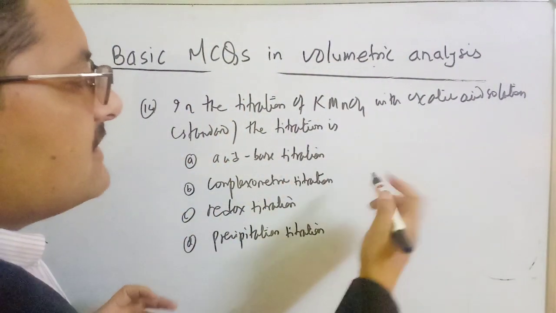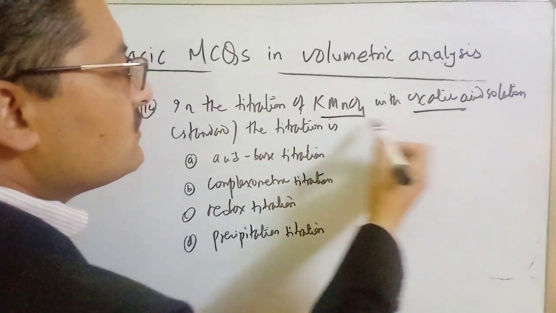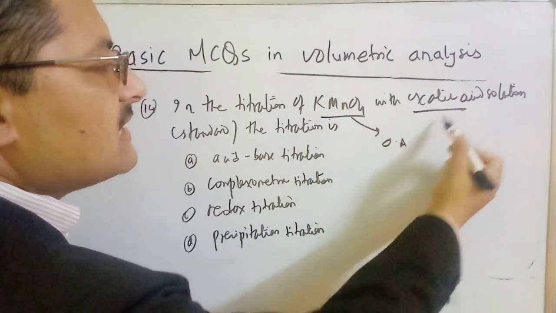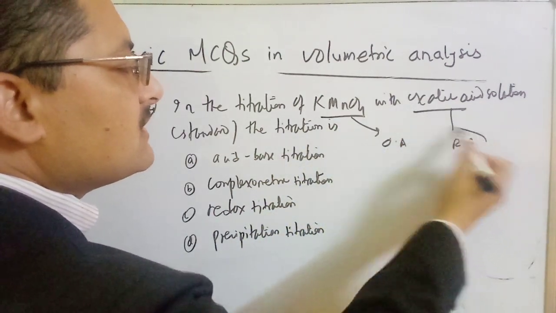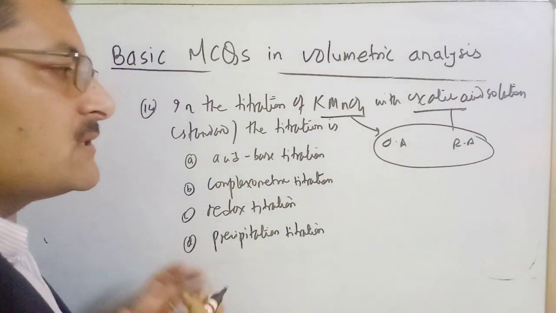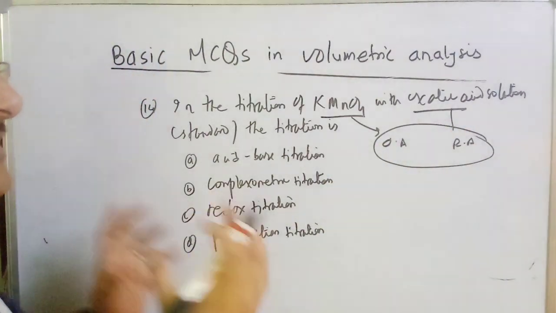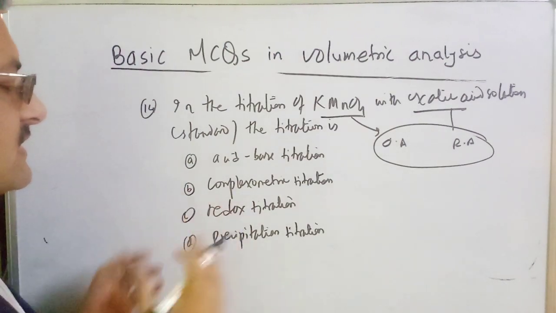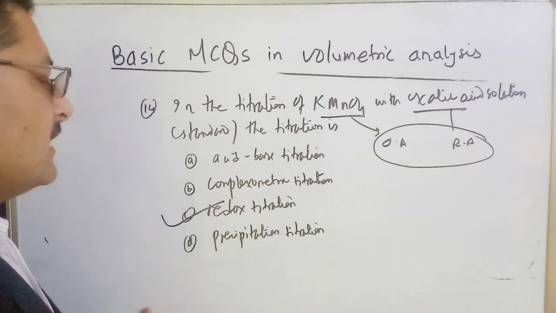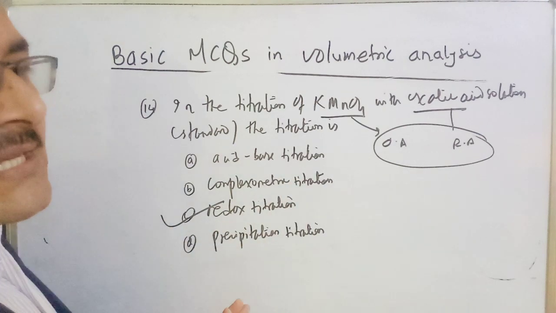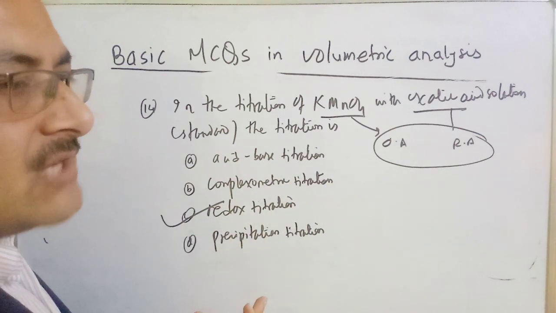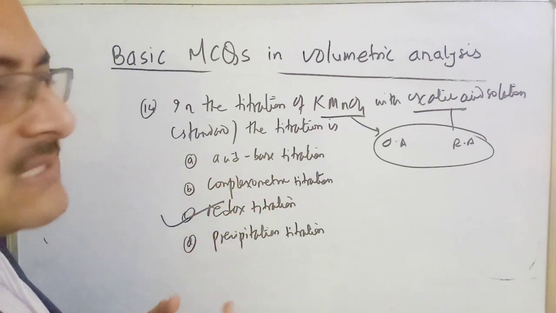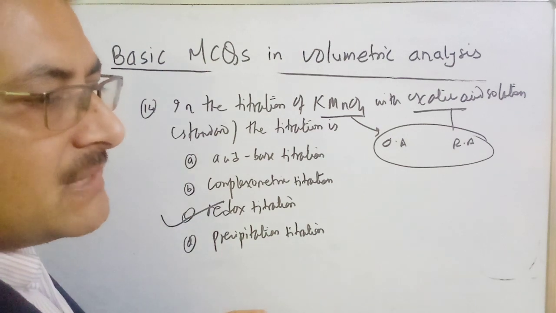In the titration of potassium permanganate and oxalic acid, you know potassium permanganate is an oxidizing agent and oxalic acid is a reducing agent. Whenever there is a reaction between an oxidizing agent and a reducing agent, and we use that kind of reaction in the titration, this is definitely called redox titration. Acid base titration only uses acid and base as reacting substances. In complexometric titration we have EDTA, a complexing agent.